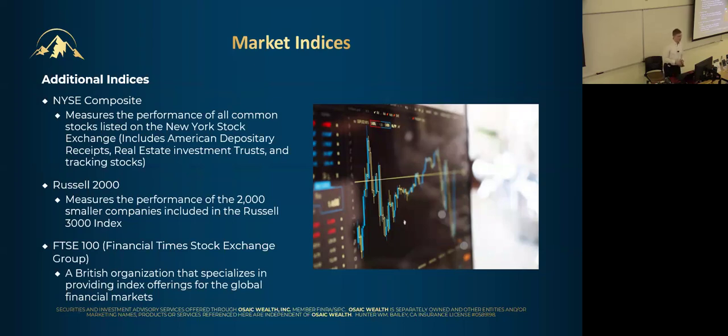The Russell 2000 measures the performance of 2,000 smaller companies included in the Russell 3000. So Russell makes a lot of indices like that, a lot of different categories.